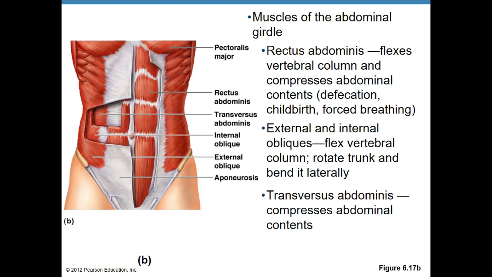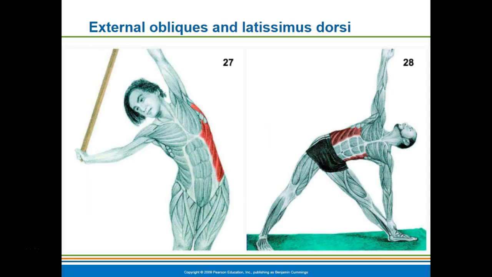And then you've probably also heard of the obliques. So there's actually two layers of obliques. You have the external and internal. This is going to also help with the flexing of the vertebral column, but it's also going to help with the rotation and the bending of the trunk as well. So there's two layers on the outside. And then inside is your transversus abdominis, which is the innermost layer, and this is also going to help with compressing abdominal contents. So here's a couple of stretches.